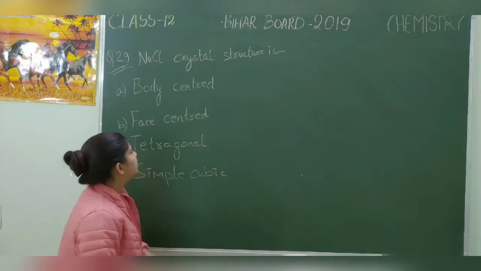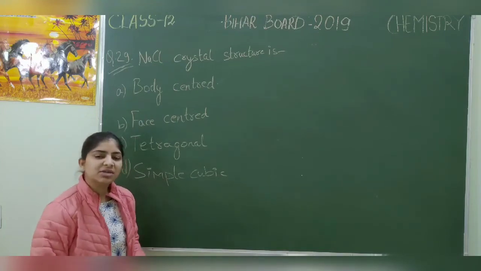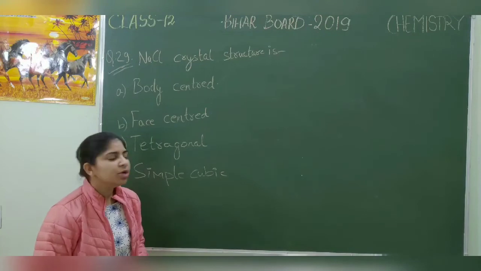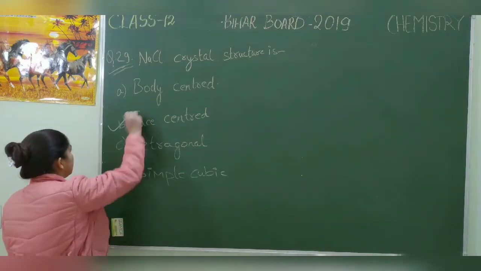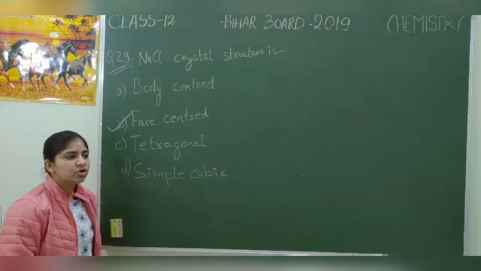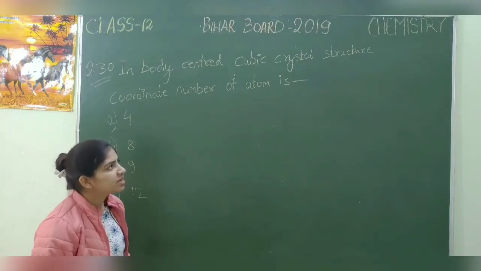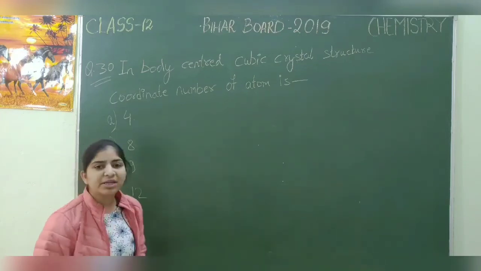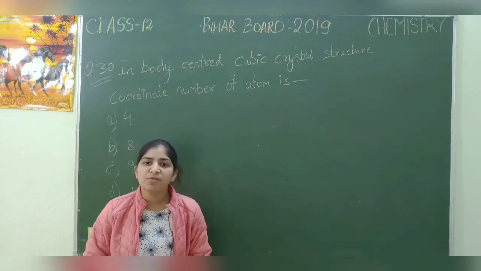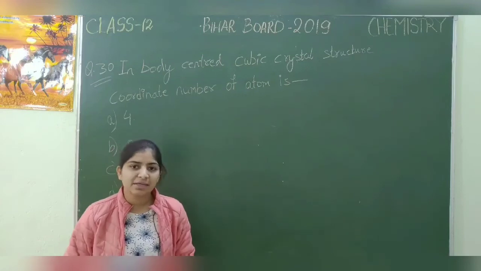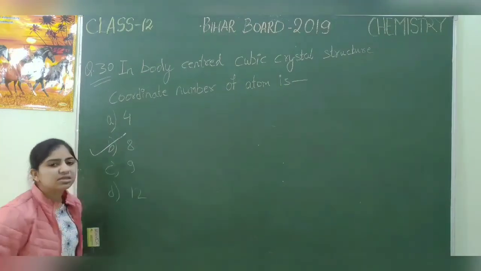Now come to the next question: NaCl crystal is, as we know that NaCl crystal is face centered cube. So we can say that option B is our answer. Now you can take a screenshot. Next question: in the body centered cubic crystal structure, the coordination number of an atom is, as we know, 8. So we can say that option B is our correct answer. Now you can take a screenshot.